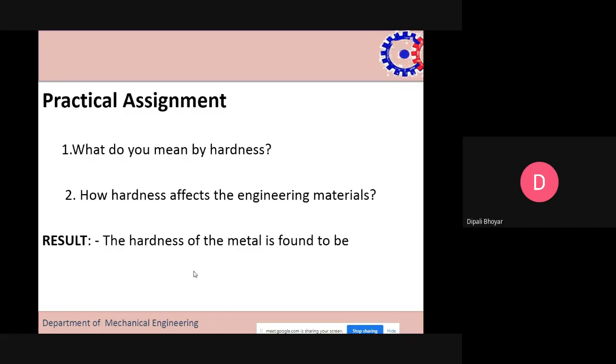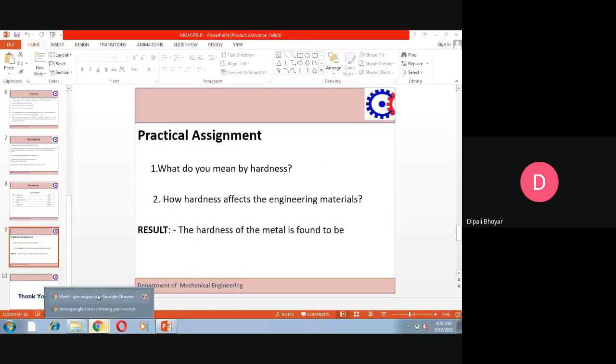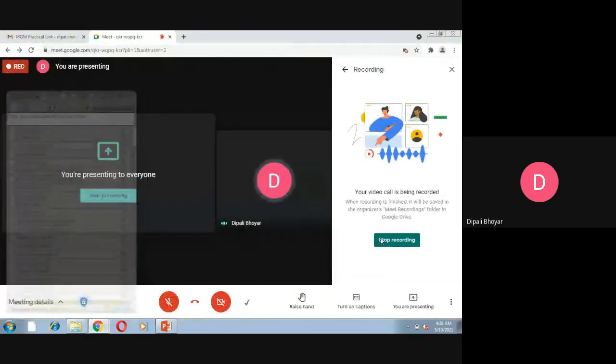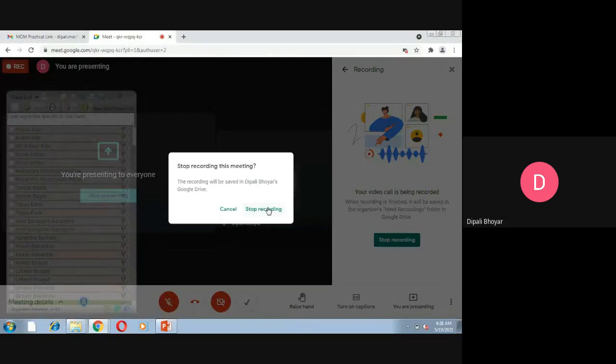So in this way we have to perform the experiment of hardness testing on any metal surface.